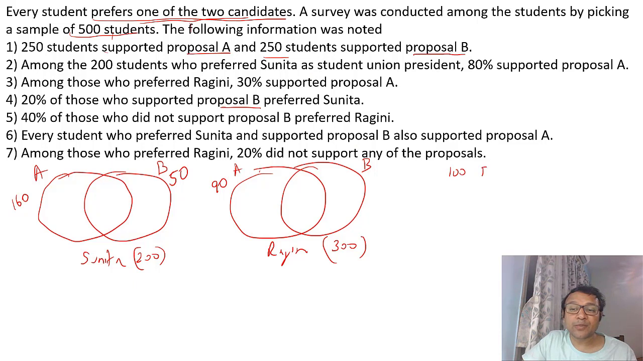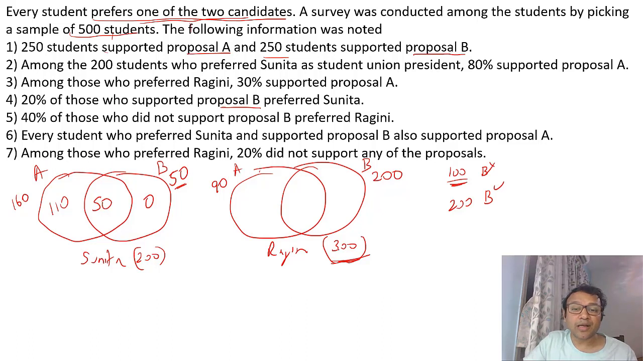So 100 people who did not support B supported Ragini, which means 200 people, 300 minus 100, who supported B supported Ragini. Understand, there can be only 2 things, either support or not support. If 100 people did not support, that means 200 people supported, because there are 300 people total with Ragini. So you get this data. Every student who preferred Sunita and supported proposal B also supported proposal A. So 50 will be here, automatically 110 here, and this is 0. So we get Sunita directly.